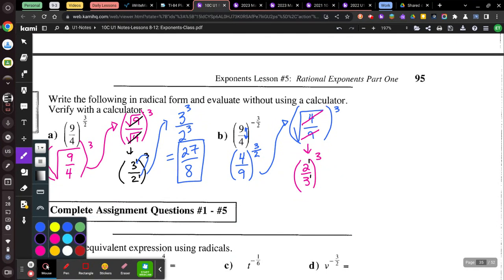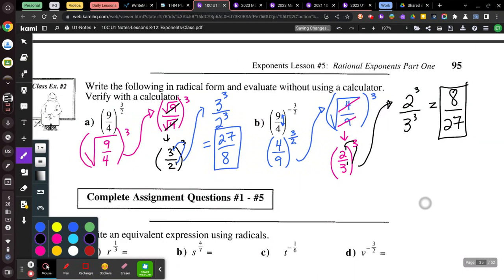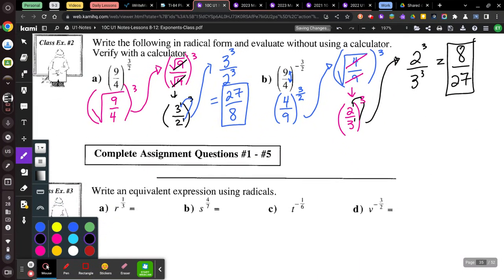So your last step is to take that outside 3 and multiply it in. And that's going to end up 2 cubed over 3 cubed. So it's going to give us roughly the same answer, only the reciprocal of it. So this is going to be 8 over 27. Okay. Moving on down to the middle of the page. All right, finish writing that down.